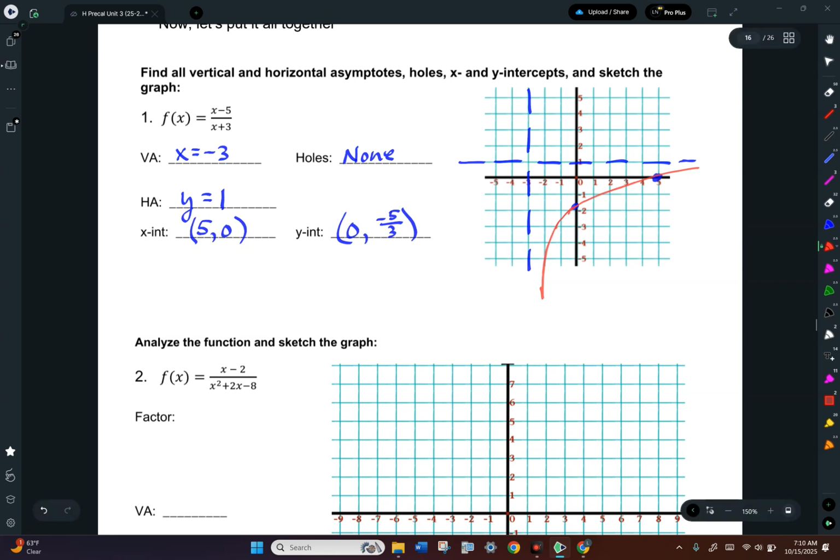So how do I know if it's on top or on bottom? Well, remember we said the only x-intercept we have is this one right here. So in other words, it's not going to cross the x-axis anywhere over here. And if it's not going to cross the x-axis, then the graph has to be up here. Okay, so yeah, it kind of looks like a 1 over x graph that's been flipped over, but it's not exactly the same.